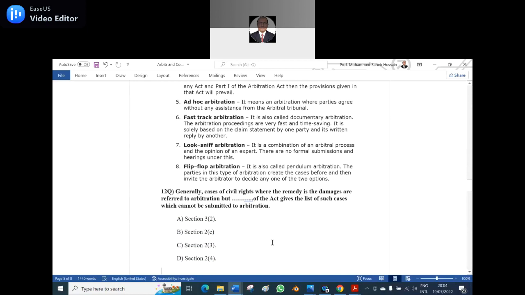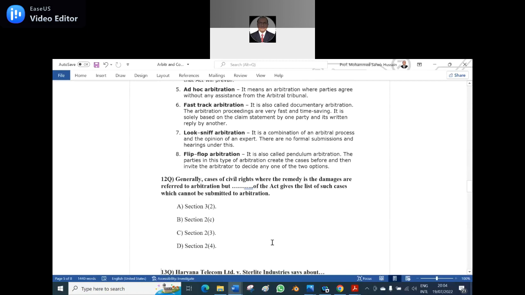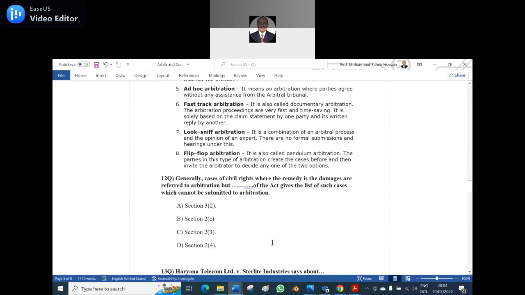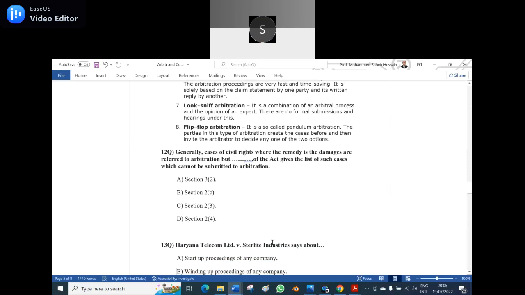Now, generally cases of civil rights where the remedy is damages are referred to arbitration, but dash of the act gives the list of such cases which cannot be submitted to arbitration. A. Section 3.2. B. Section 2(c). C. Section 2.3. D. Section 2.4. Section 2.3, sir, option C. It's right, Section 2, Clause 3 is the right one.